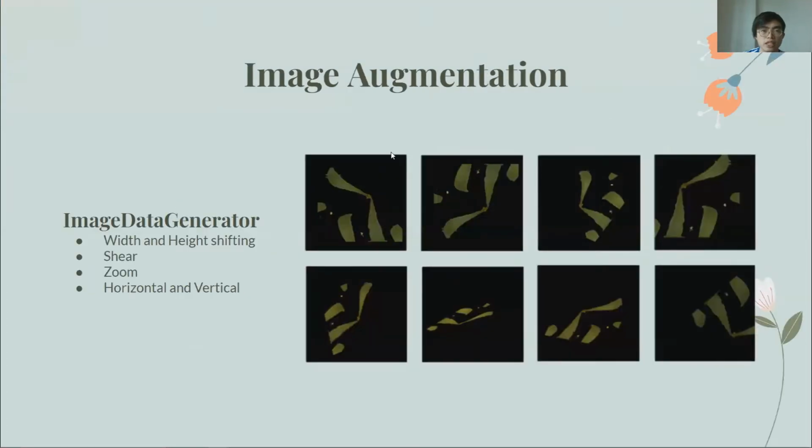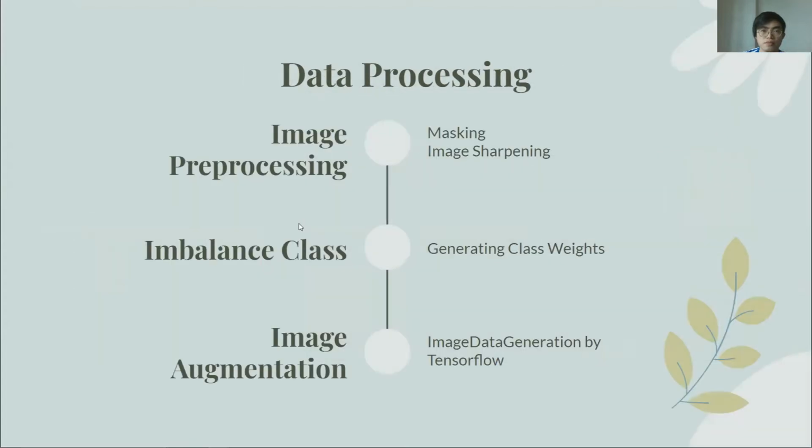Next, we have image augmentation. Image augmentation is done to increase the amount of datasets that we have. The image features such as the height, the width, the shear, the zoom, as well as the orientation are tweaked to create a slightly different version of the image as you can see here. This is done so that the model will be more robust and its ability to generalize will improve. Augmentation is done by the image data generator from the TensorFlow library.